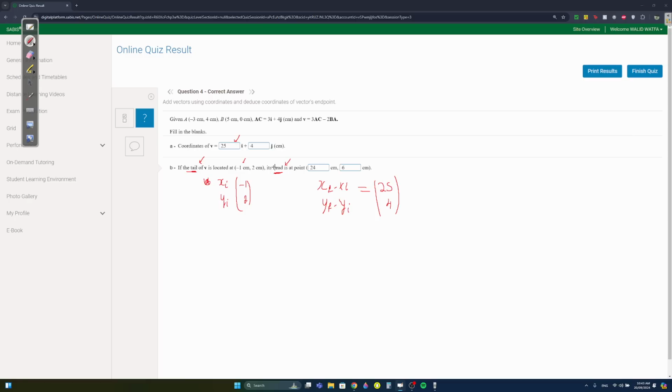Okay, what is the final point, which is the head? So now we're trying to find x final and y final. x final minus x initial, which is minus 1, equals 25, and y final minus y initial, 2, equals 6. Choose 6 as the y for the vector. Okay, x final minus 1, you get 24, because x final is 24, and y final you get is 6. Okay, easy.